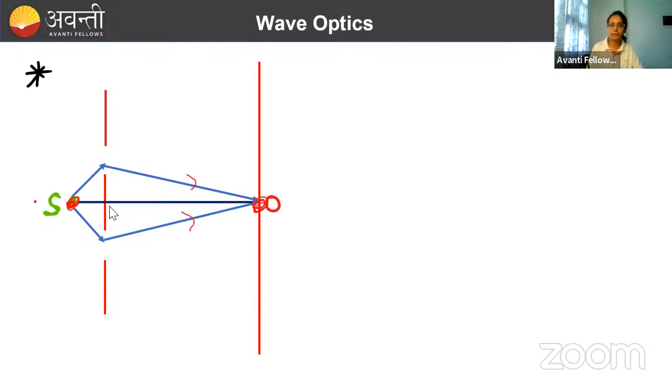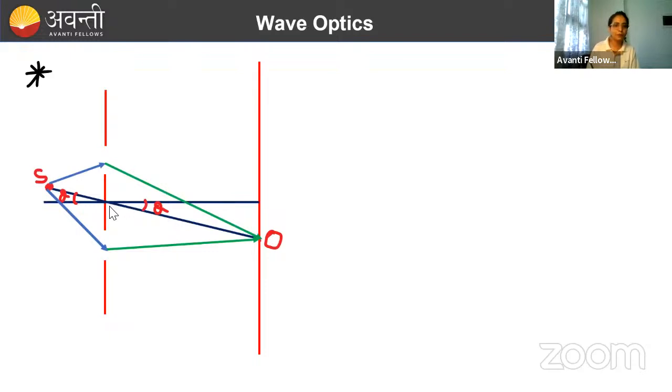Why central maxima at this point? Because this is the first slit, this is the second slit. The distance between these two is taken generally as small d. And you can see the distance traveled by the first light is equal to the distance traveled by the second light. So here the path difference is what? 0. So this point is termed as central maxima, that you already know.